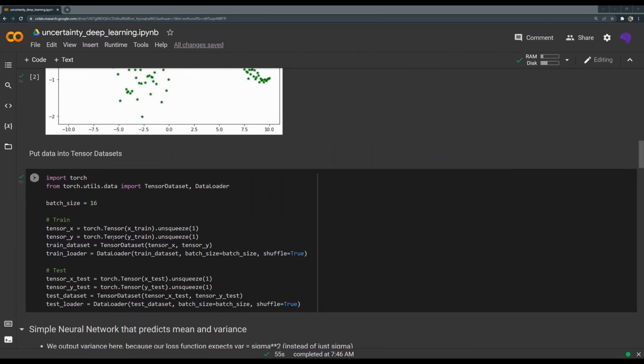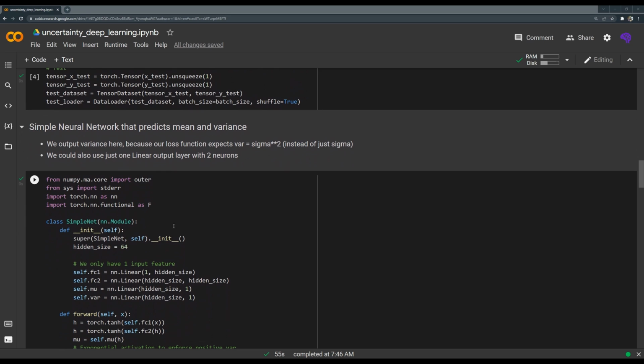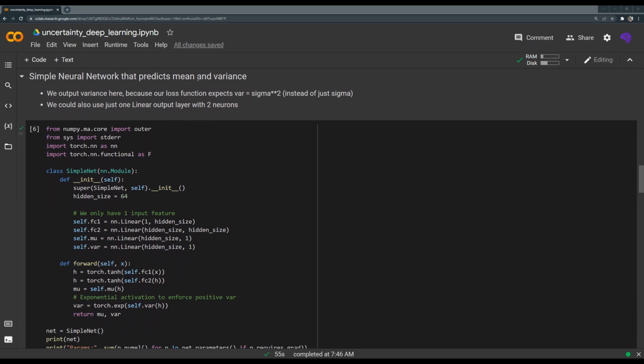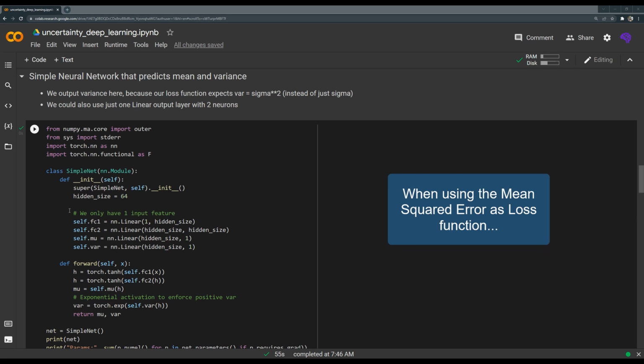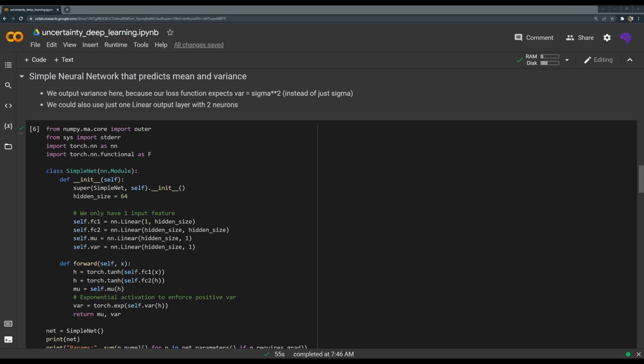And now we can already have a look at the first model, which is a simple regression model that predicts the mean and variance. And this model will be optimized with the maximum likelihood approach, which is actually also standard. So if you only have a model with a single output, it's effectively also maximum likelihood estimation. But the difference is that we estimate more parameters here.